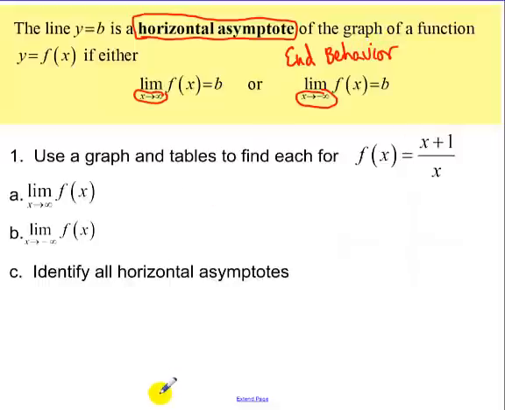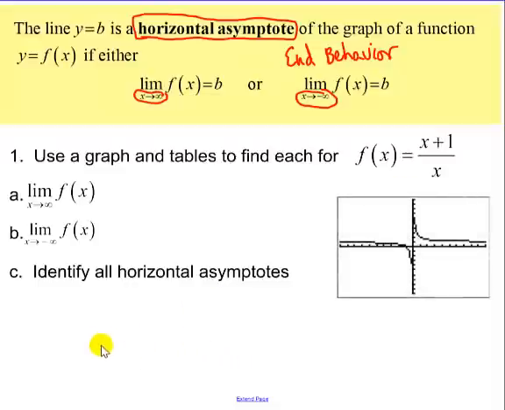Okay, so use graphs and tables to find each limit for our function. Now I have a graph here of the function, but you should be able to do this without a calculator, because you can use everything that you know. Horizontal asymptotes, I've been telling you guys, is the same thing as end behavior. So recognize something that you should remember about rational functions from previous math classes. The power on the top is the same as the power on the bottom, so it's the ratio of the leading coefficients. So the horizontal asymptote is y equals 1.